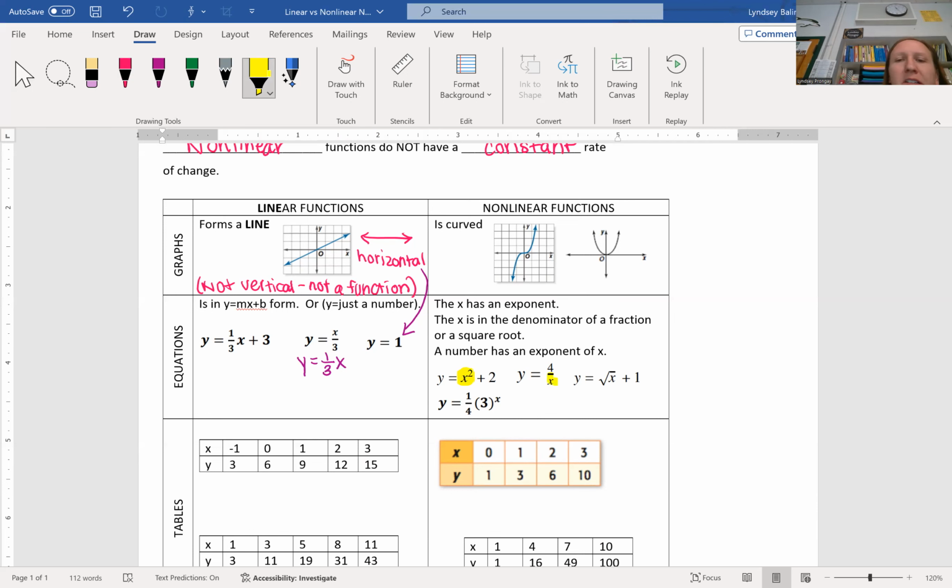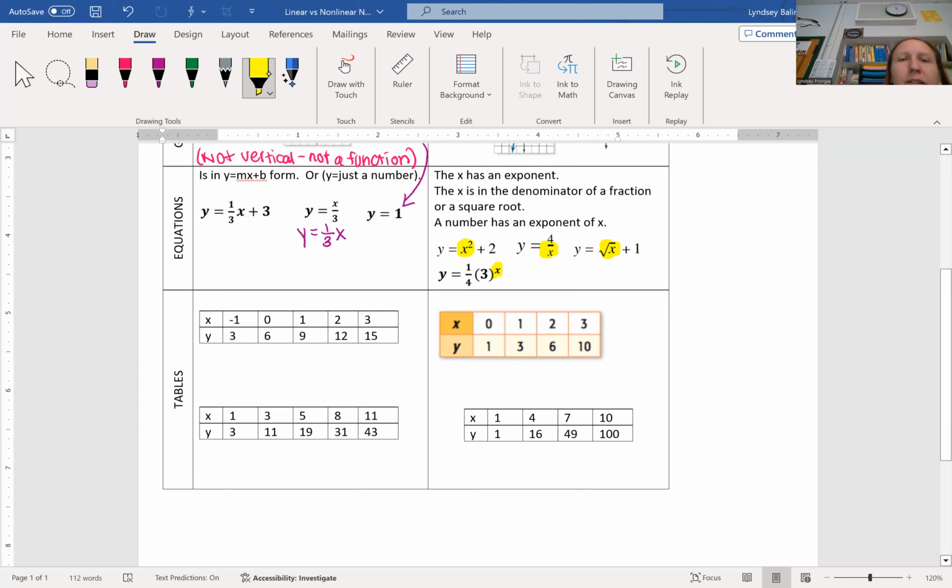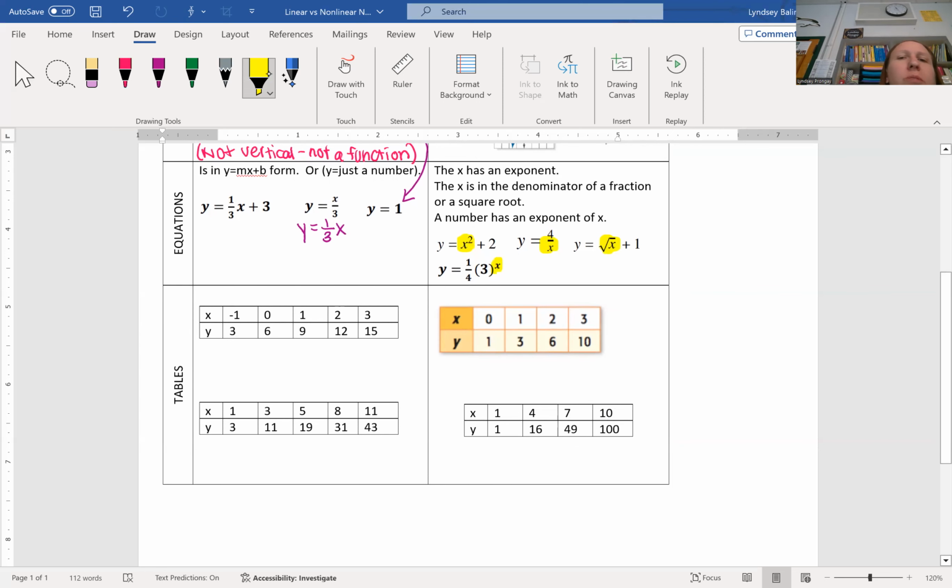If the x is in the denominator of a fraction, or if we have a square root, that will be a nonlinear graph. And also if x is the exponent of a number. So 3 to the power of x, that will be a nonlinear function. So when you're deciding if an equation is a linear function or not, look for those things that would make it nonlinear. And if it's not one of those, there's a good chance that it's linear.